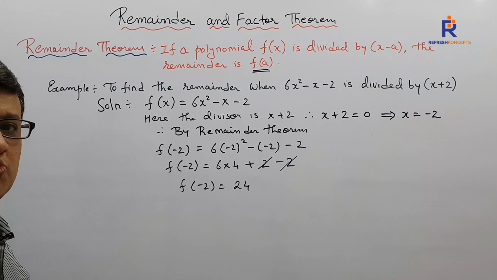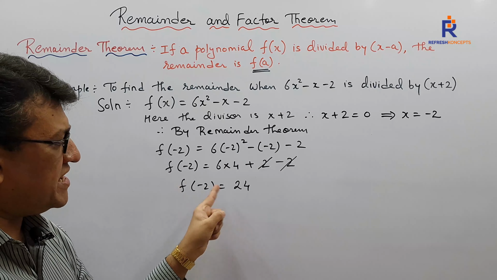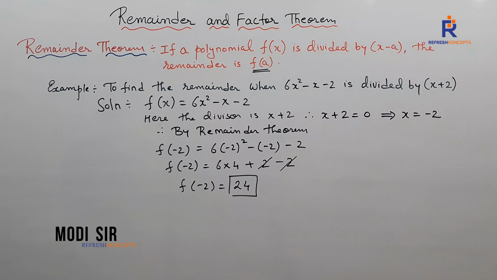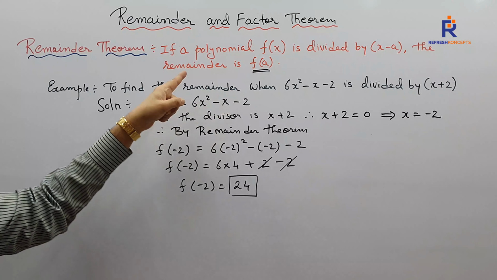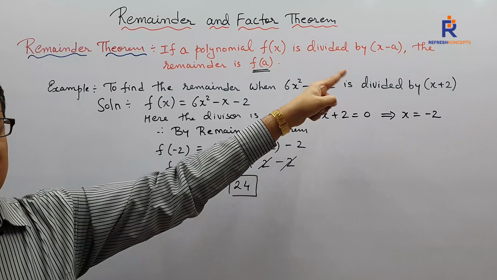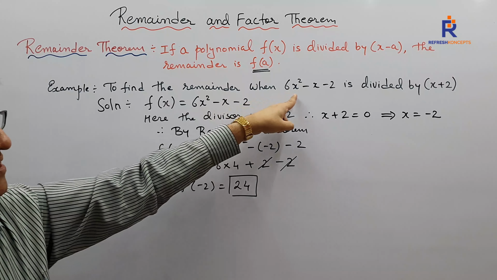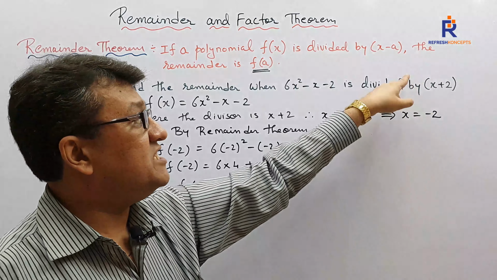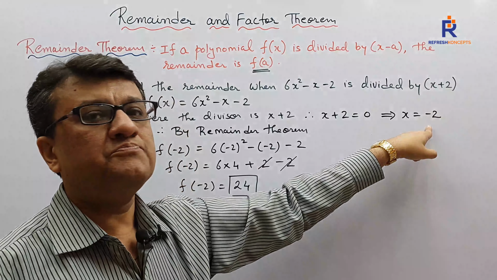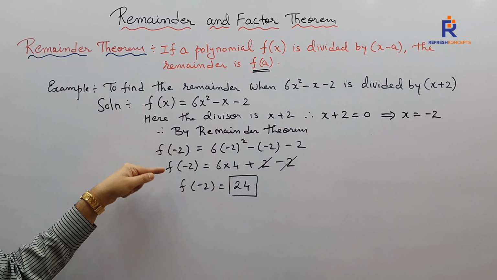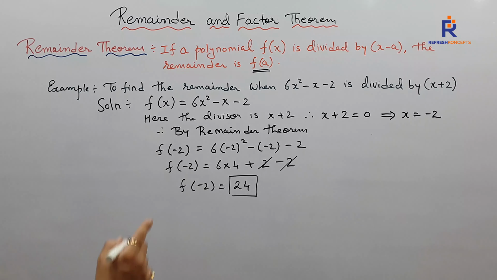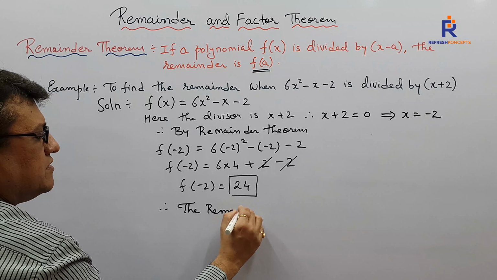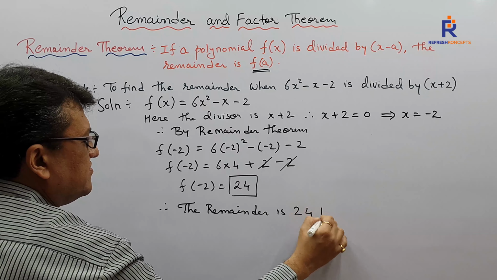When I say f of minus 2, the remainder is f of a. F of minus 2 is nothing but my remainder. That's what the question wants to say. Once again, if a polynomial f of x is divided by x minus a, the remainder is f of a. So if this polynomial is getting divided by x plus 2, I go for x equals minus 2. Had it been minus here, I would have got plus. Just substitute that, whatever the answer is, is your remainder. Therefore the remainder is 24.